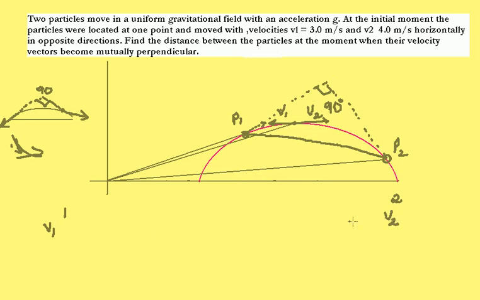If you have to consider them vectorially, this would become minus v2 because it is in the opposite direction to v1. So the velocity vector for body 1 at a time t would be equal to v1 bar minus g bar into t. Similarly, for body 2, the velocity vector after time t would be equal to minus v2 bar minus g bar into t.